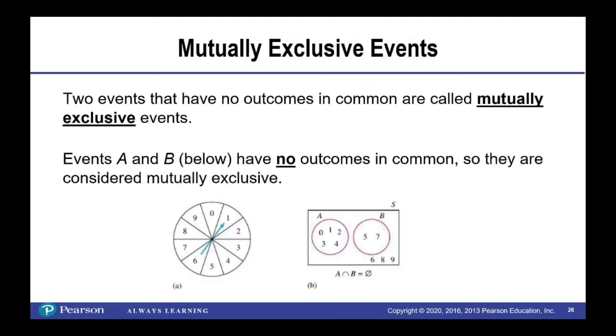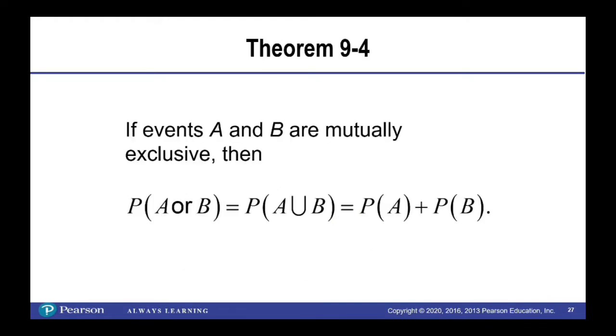Now, events that have nothing in common are called mutually exclusive. Earlier, we looked at the spinner, and event A was the numbers 0, 1, 2, 3, 4. Event B was the numbers 5 and 7. There are no outcomes in common between these two events, and so these are considered mutually exclusive. You'll notice in the Venn diagram in figure B that these two loops do not overlap. So again, if our events are mutually exclusive, we can just add their probabilities together. Now notice U in the middle. This is called the union of sets, and the union represents an OR.